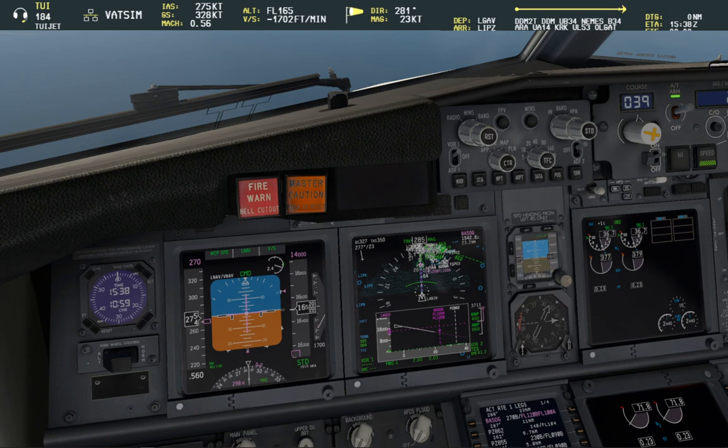Continue descent for level 100. Continue descent 100, Wanamog 938. Over control, buonasera, Wanamog 938. 310, descending 250 inbound Bondrovich.